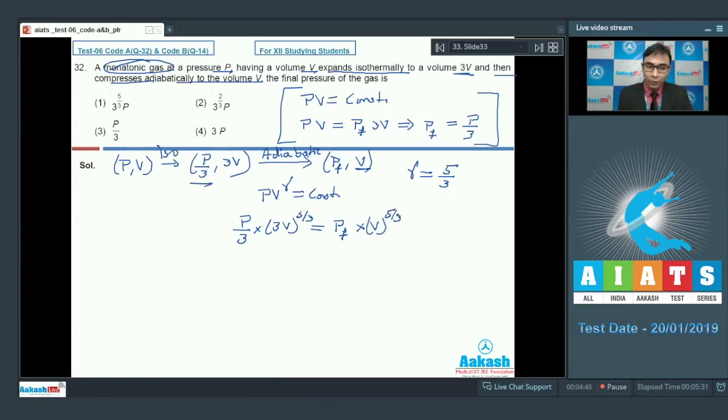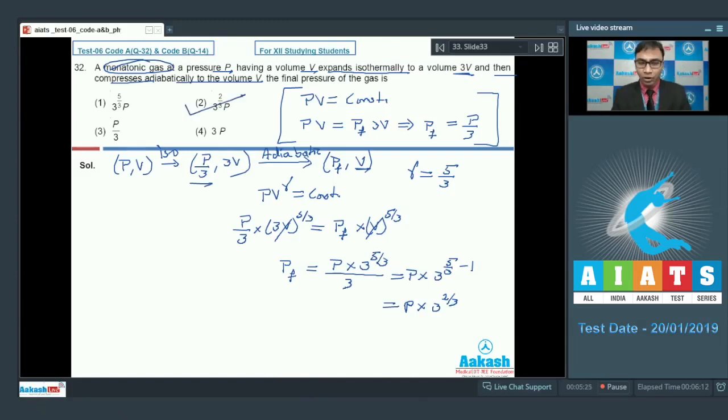Right? So if I solve it, we will get P final will be equal to P into 3 to the power 5 by 3, because this volume and this volume will cancel out, divided by 3. So we will get P into 3 to the power 5 by 3 minus 1. So we will get P into 3 to the power 2 by 3. So this is our final pressure at the end of the adiabatic process. So my option number 2 will be the correct choice. Now let's move to question number 33.